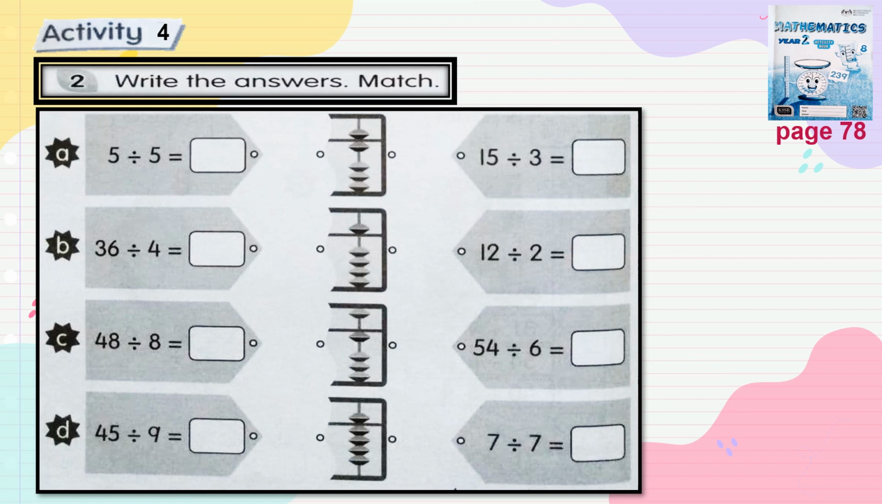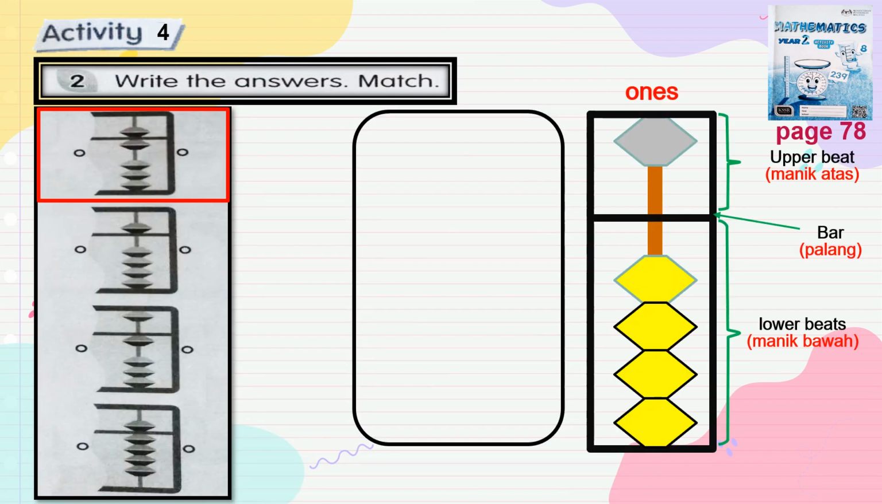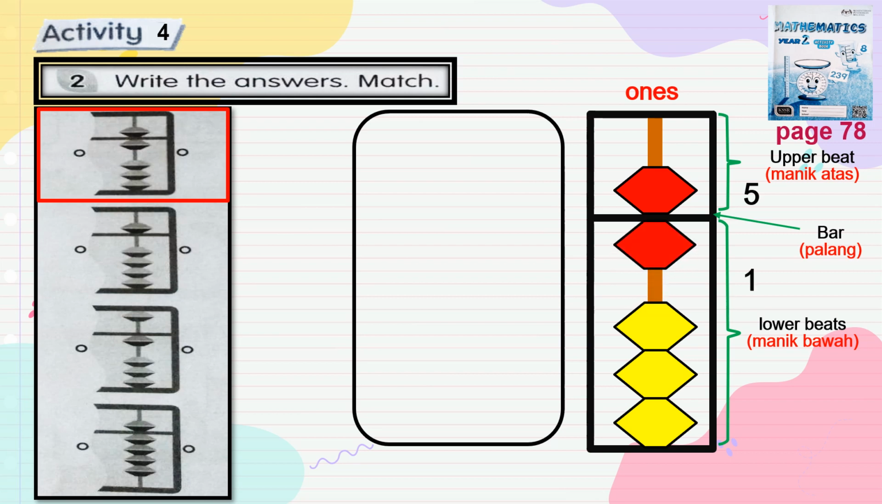Activity 4. Read the instruction. 2. Write the answers. Before we start to answer this question, let's find the value of this abacus. Let's look at the first abacus. When the upper bead moves down to the bar, it represents a value of 5. Then, when a lower bead moves up to the bar, it represents a value of 1. Now, let's count. 5 plus 1 is equal to 6.